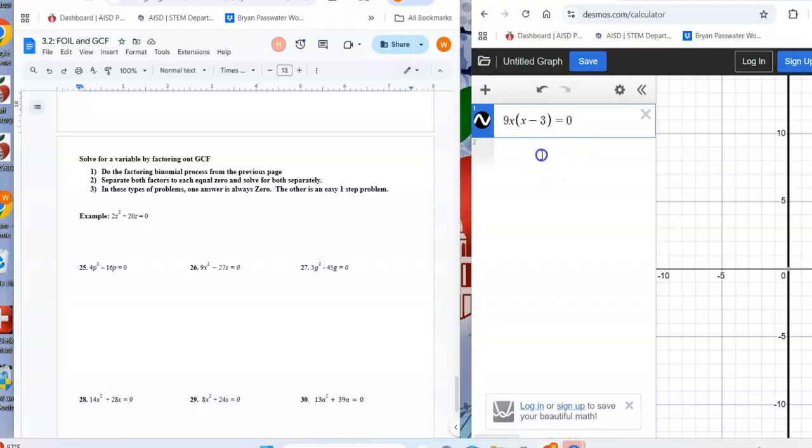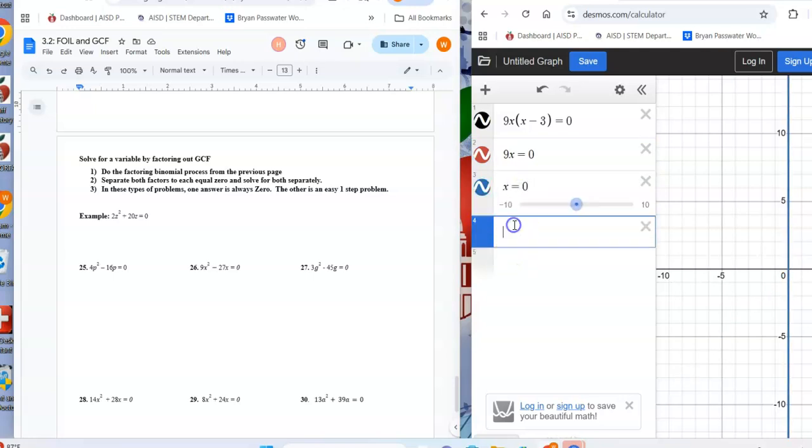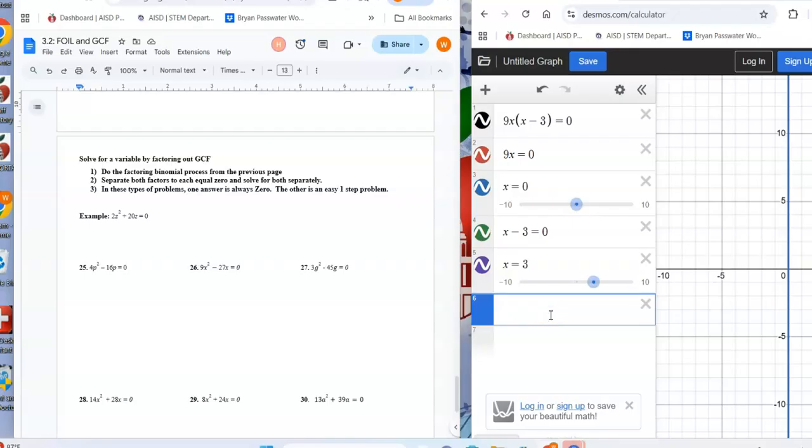Okay, so now I factored them correctly. 9x equals 0, x is 0, because you divide both sides by 9. Notice one of the answers is always 0. The other one, x minus 3 equals 0. If I add 3 to both sides, I find out x is 3. So the answer for 26 is x is 0 or 3. When you see a comma in math, it's like "or," that means it could be 0 or 3.